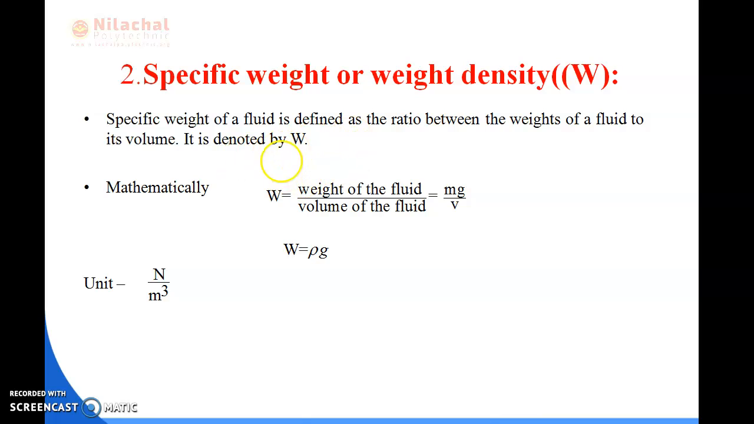The weight of the fluid means the mass into gravity, that is mg, and the volume of the fluid, that is V. So we can also write W is equal to rho into g. The unit of the specific weight: all of you know that the unit of weight is Newton, and the volume is meter cube. That's why here the unit is Newton per meter cube.